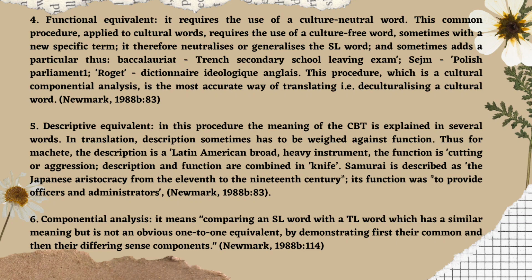Next, number 6, componential analysis. It means comparing an SL word with a TL word which has a similar meaning, but is not an obvious one-to-one equivalence, by demonstrating first their common and then their differing sense components. By Newmark, 1988, page 114.